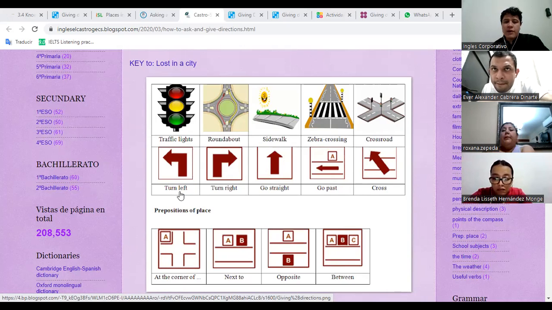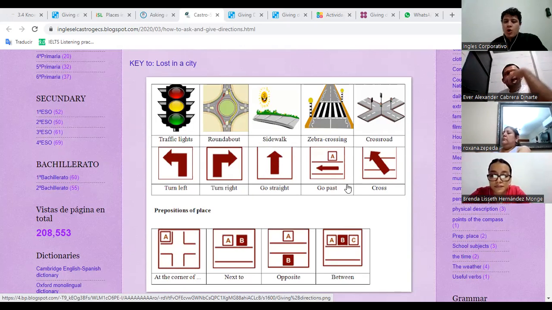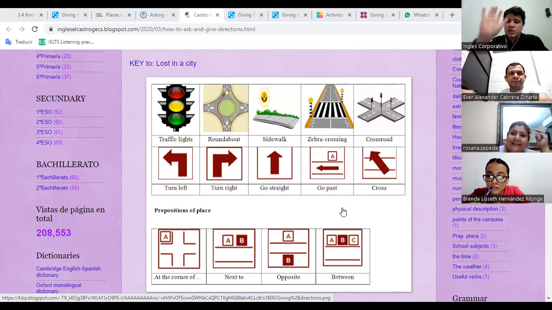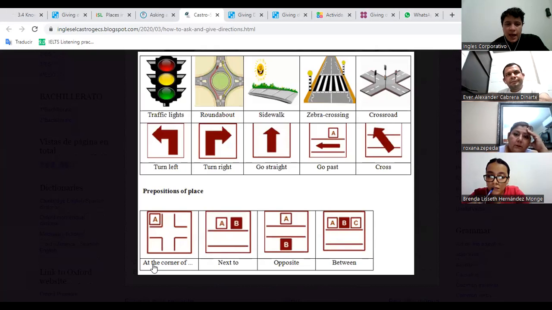We have turn left, girar a la izquierda, turn right, girar a la derecha. Go straight, es como ir adelante. Go past, es como ir y pasar. For example, go past the Hotel Intercontinental and continue. Cross, cruzar. And we have these prepositions: at the corner of, en la esquina de; next to; opposite, opuesto; in between, en medio.